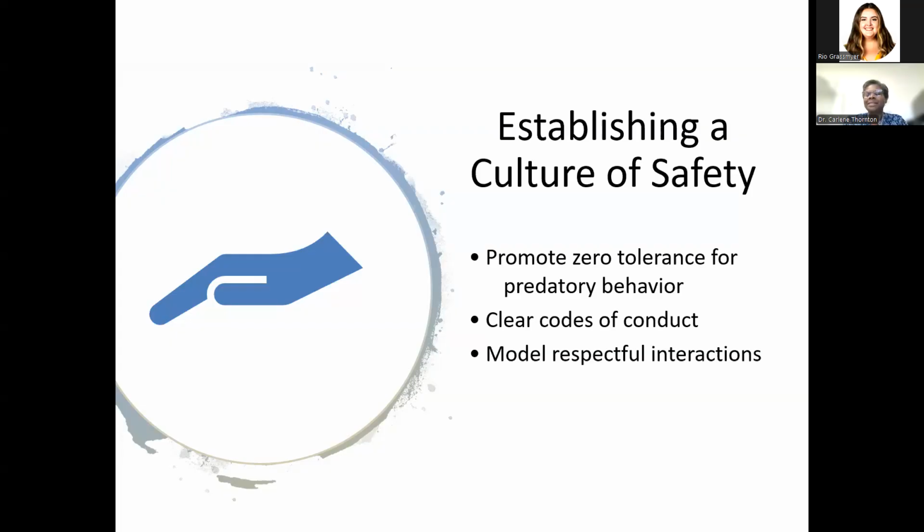We need to take a look and make sure they are consistent with promoting a conducive, safe learning environment. We have to encourage our students to speak up. We have to create that environment where our students feel safe to come and talk to us. And we have to model the appropriate behavior. We have to show positive interaction with our students and with our coworkers.